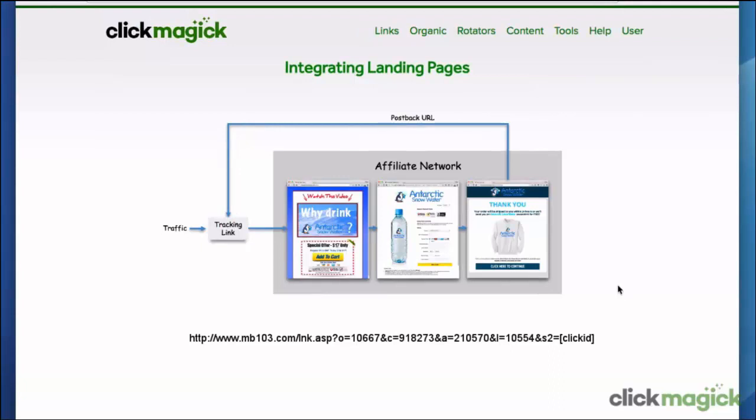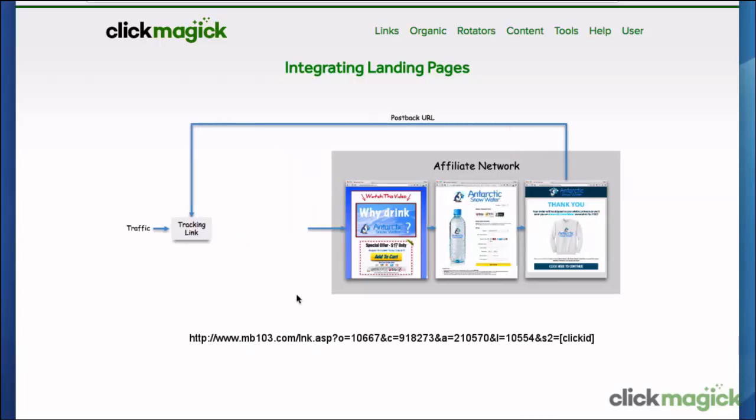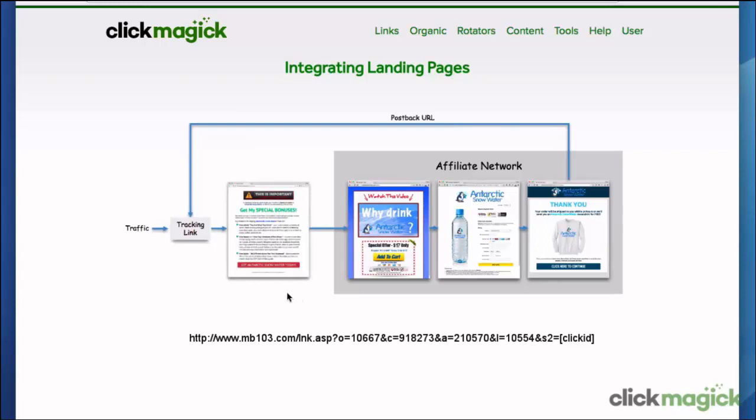In the last video on integrating Clickmagick with affiliate networks, I showed you how to integrate a Clickmagick tracking link with an affiliate network by passing the click ID through a query string variable. This video is a continuation of that video, so if you haven't watched that video yet, you'll need to watch it first or you'll be missing some important concepts. In this video, I'm going to show you how to use a landing page with an affiliate network.